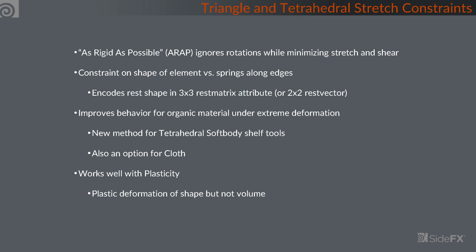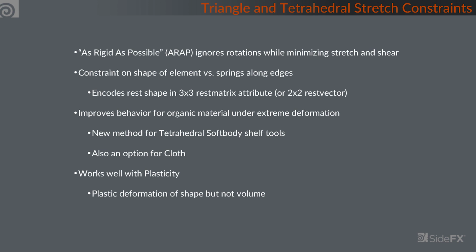And these are as rigid as possible constraints, or ARAP constraints. That's a new type of constraint that ignores the rotations on a triangle or tetrahedron while minimizing any stretch and shear. And that ends up causing elastic behavior. So basically behavior that will try to move the triangle or tetrahedron back to its original shape. So this is a new constraint that's actually on the shape of the entire element, the entire triangle or tet, versus just adding springs along the edges.